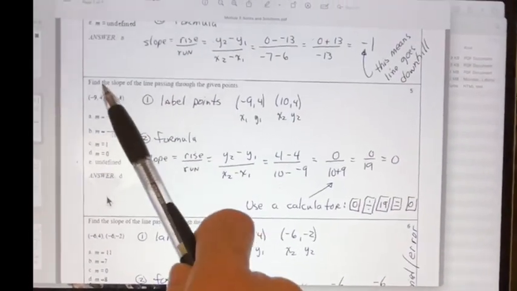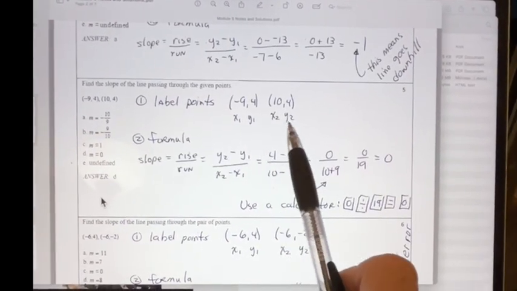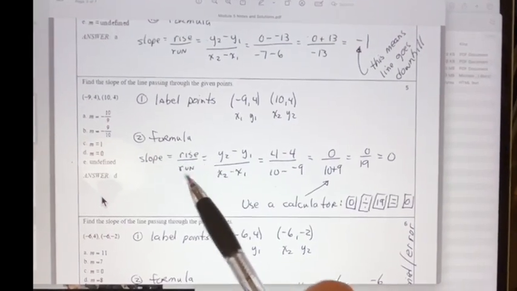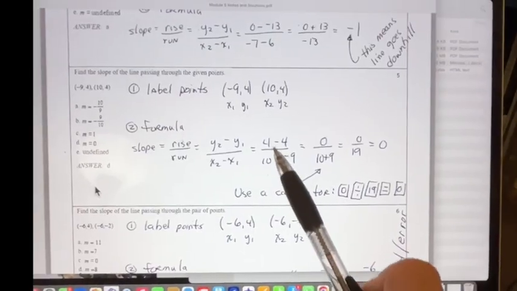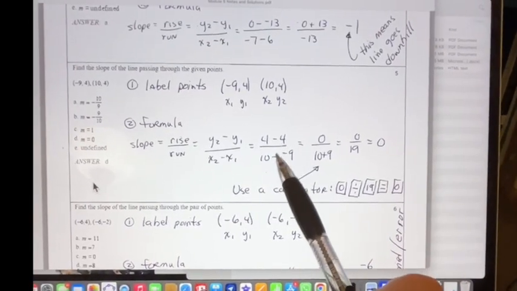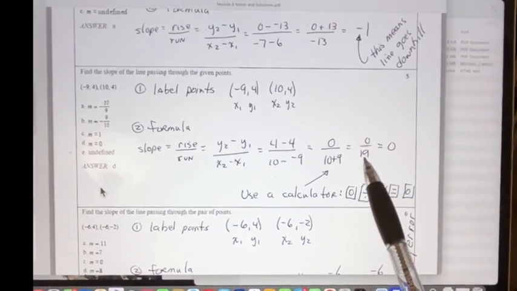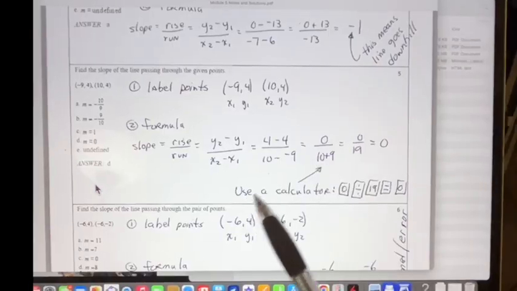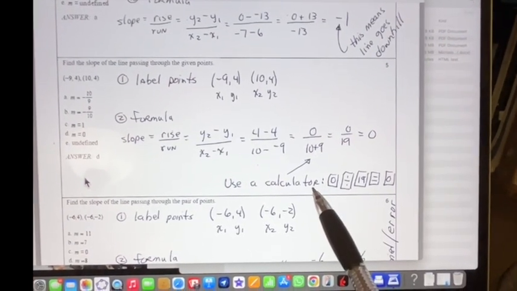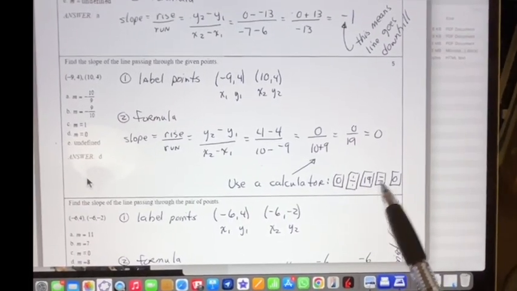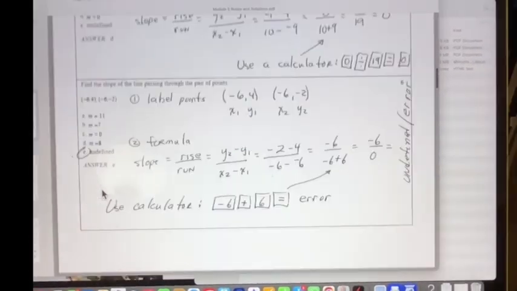See, same problem, same but different numbers. Same exact method, label the points. Formula here with y2 minus y1, plug in the numbers. I know I'm going fast, but you can rewind, which is nice. Watch out for the negative signs. Boom, it's 0. If you're uncomfortable with that, just use a calculator on every single thing. I would use a calculator on all final calculations. Here are the keystrokes, and it's 0.